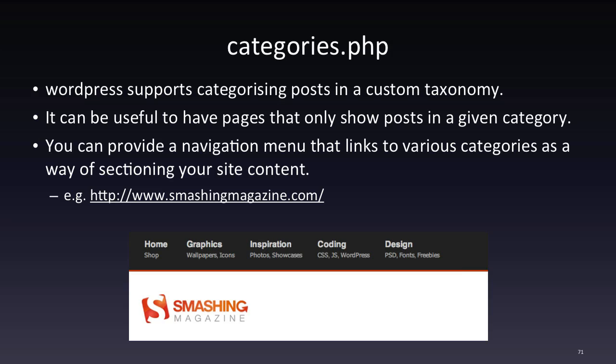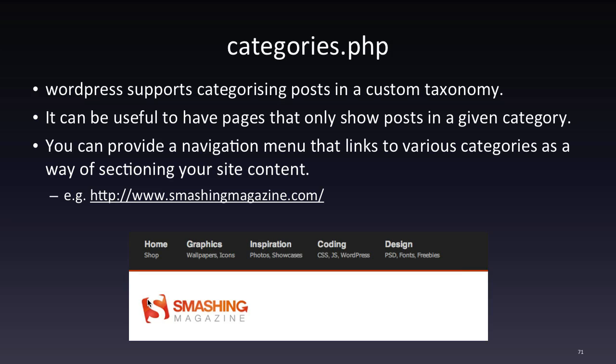The categories.php file is, so WordPress supports custom taxonomies, including in two ways. It includes categories and it includes tags. They're similar, but categories are sort of self-contained like folders, whereas tags work sort of across categories. But normally the taxonomy that you will use first is categories, particularly as a way of navigating the site.